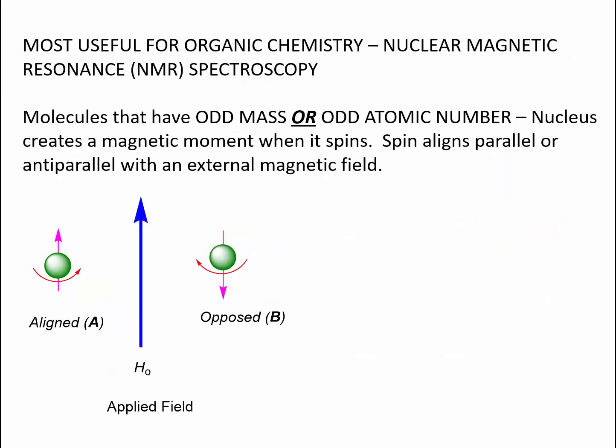Okay, so let's begin talking about nuclear magnetic spectroscopy. Molecules that have odd mass or atomic number, their nucleus creates a magnetic moment when it spins. So when we apply a magnetic field, our nucleus can line up, align with the field or opposed to the field. And the opposed is slightly higher in energy than the aligned. So this is where we have our excitation going from the aligned to the opposed spin configuration.